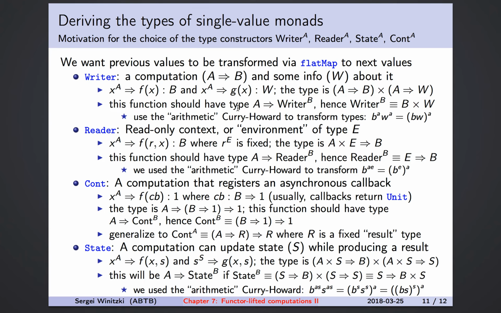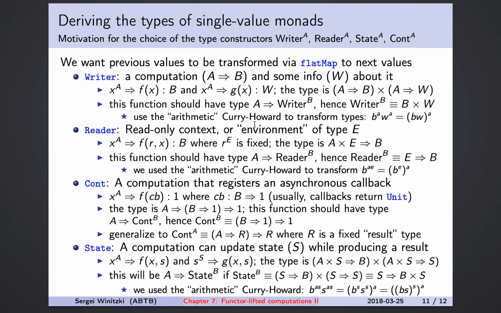In order to decide the type equivalence, we need to use the arithmetic Curry-Howard correspondence, as I called it. In this correspondence, the function types correspond to numerical powers. So A to B corresponds to B to the power A. A to W corresponds to W to the power A, and product is product. Now, using school-level algebra, we can simplify this, and we say it's like this. It's the identity. And by the arithmetic Curry-Howard correspondence, this is also the type equivalence. And so this is a type from A to product of B and W. Hence, writer B must be product of B and W. So in this way, we derived what the type of writer must be.